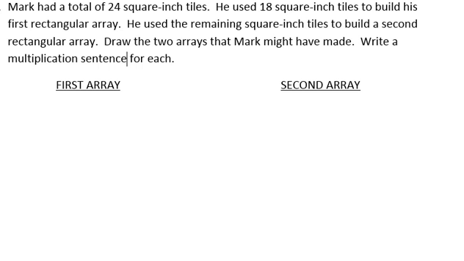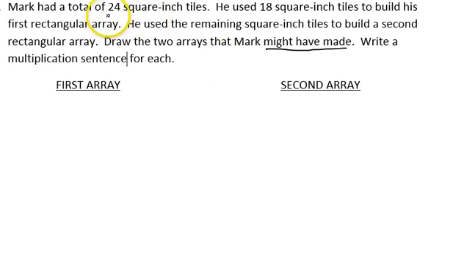In this section, we're going to use the multiplication arrays to solve the word problem. Here it says Mark had a total of 24 square inch tiles. He used 18 square inch tiles to build his first rectangular array. He used the remaining square inch tiles to build a second rectangular array. Draw the 2 arrays that Mark might have made. Write a multiplication sentence for each. The key here is the 2 arrays that Mark might have made. There are a couple of different answers to this question, so I'll just show you one example.